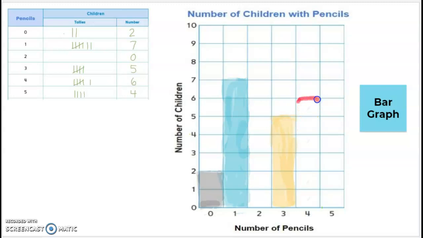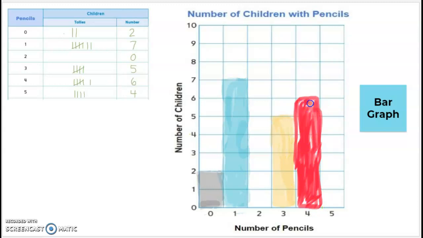I'm going to make a bar across and fill it all the way to the bottom. So we always want to start our bars right from the bottom and fill it in, trying to be as neat as possible. These drawing tools don't always work the way we want them to.